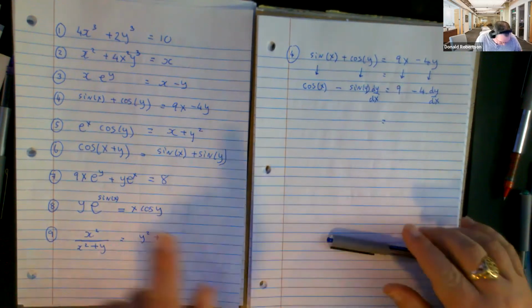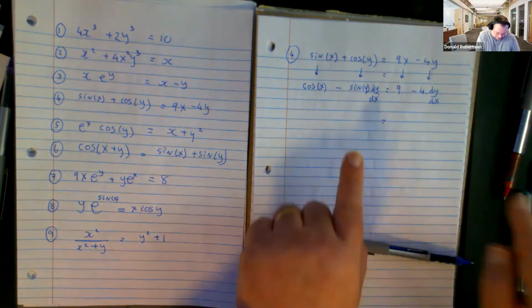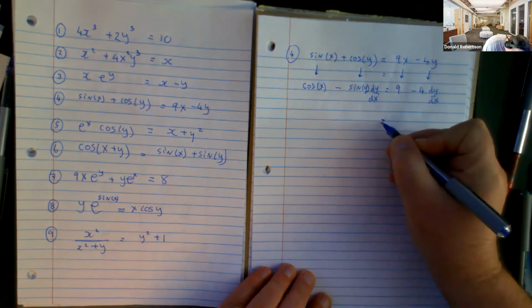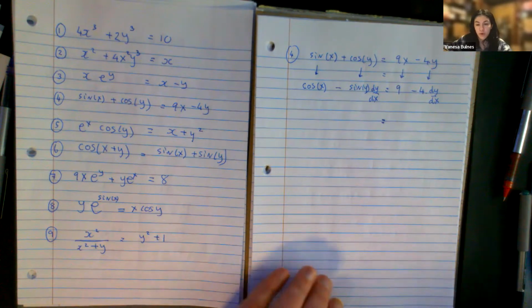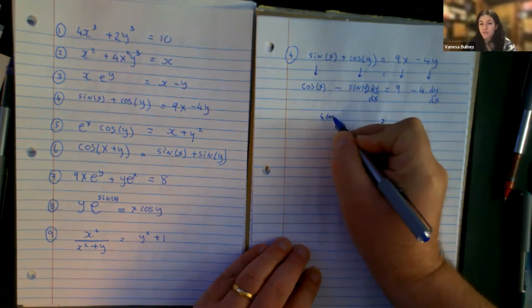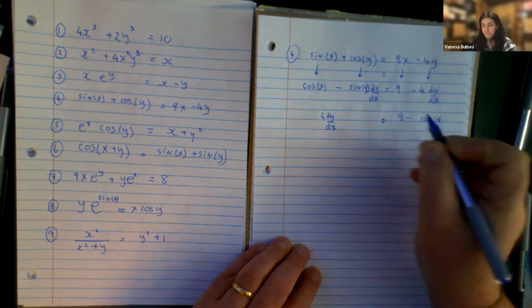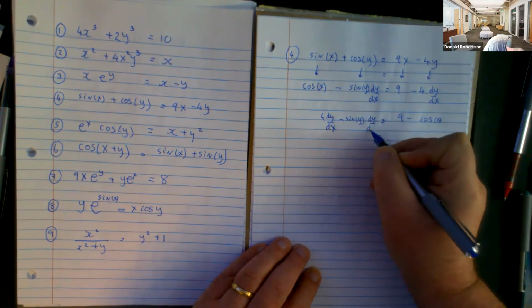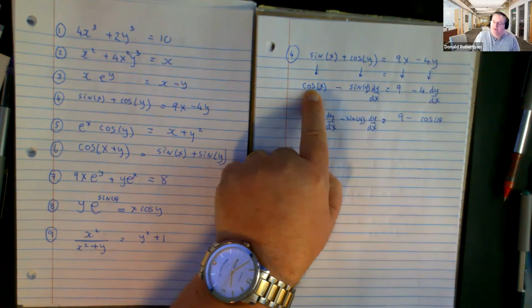Now this one has got the same problem as before. Do you see there are two locations with a dy by dx in it, right? There's one here, there's one here. Anybody want to tell me what to add or subtract to both sides to make this closer to being the answer? Add 4 dy by dx and then subtract cosine x. You nailed it. So add that guy to both sides. Take that guy away from both sides.